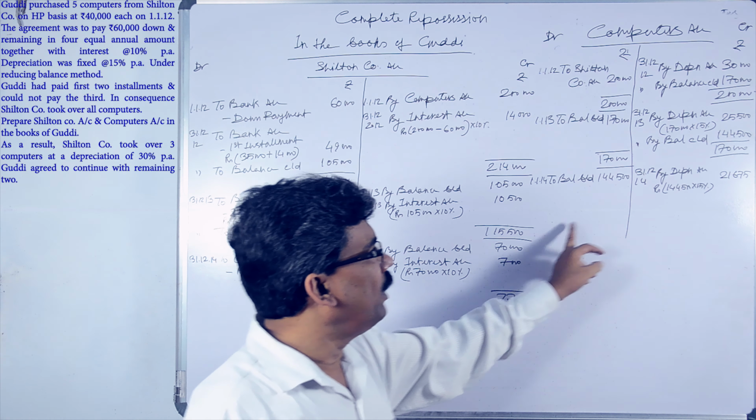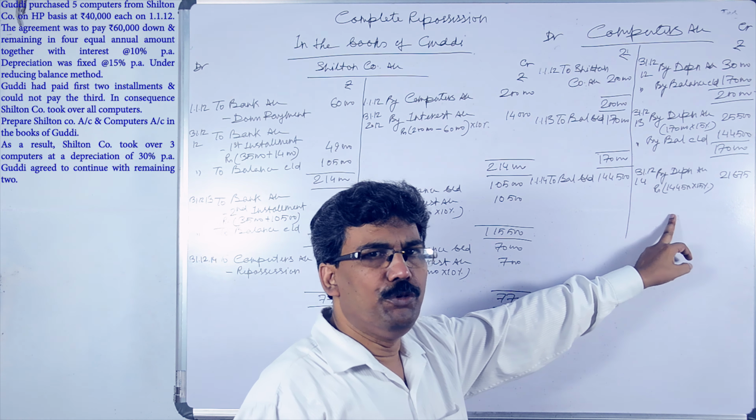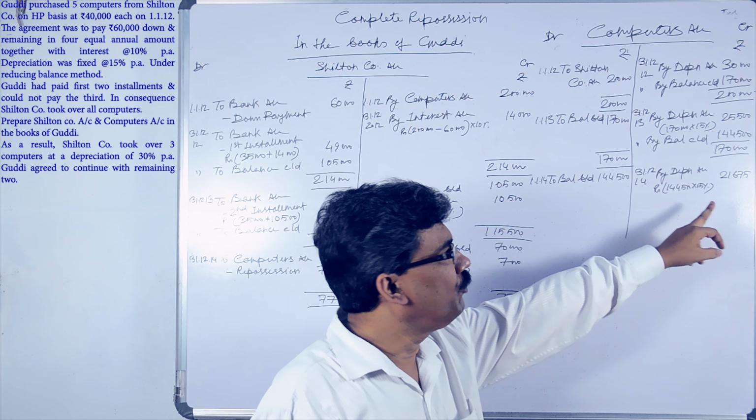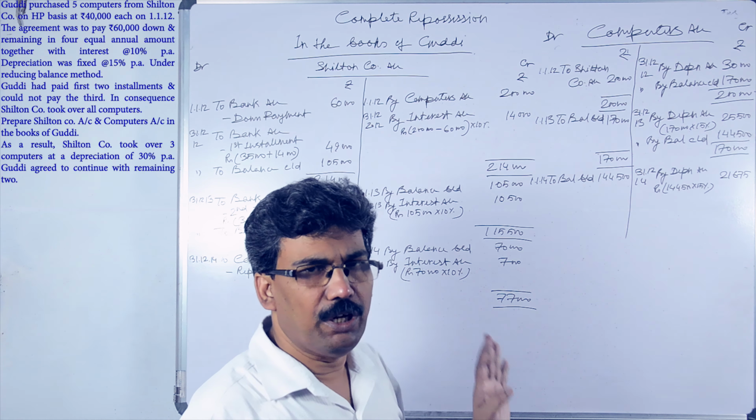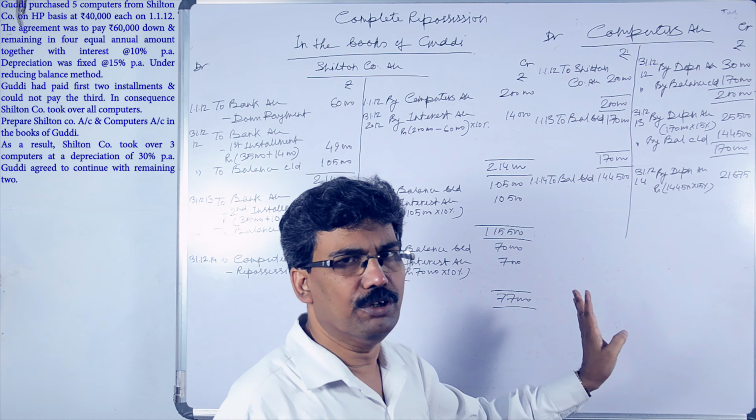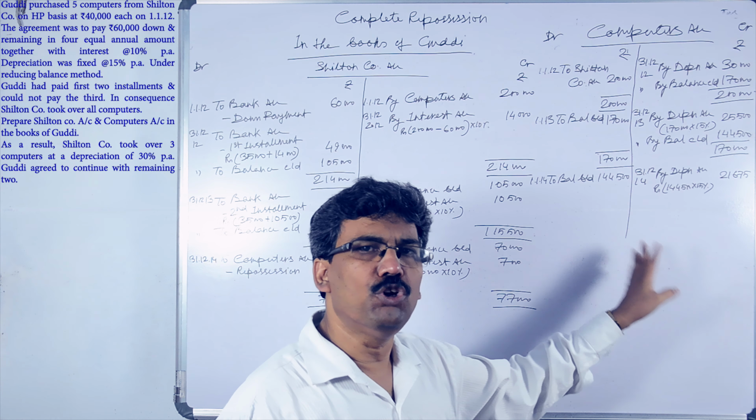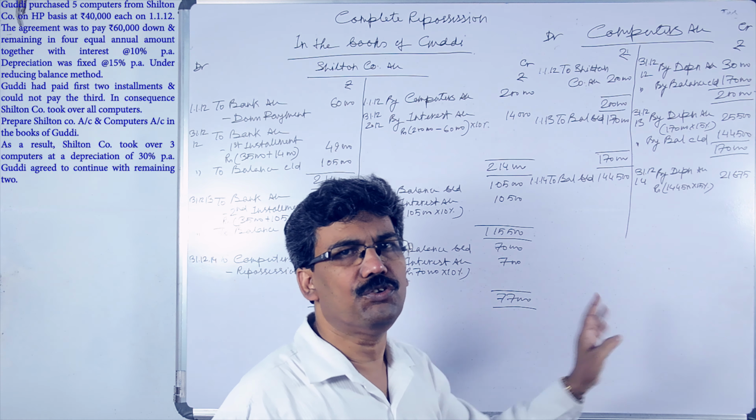Then we can't write balance CD because the computers are taken over. If the computers are taken over, balance CD we can't write. Balance CD means you are taking it to the next year. But as the computers are taken over by the seller, you can't take this in the next year.